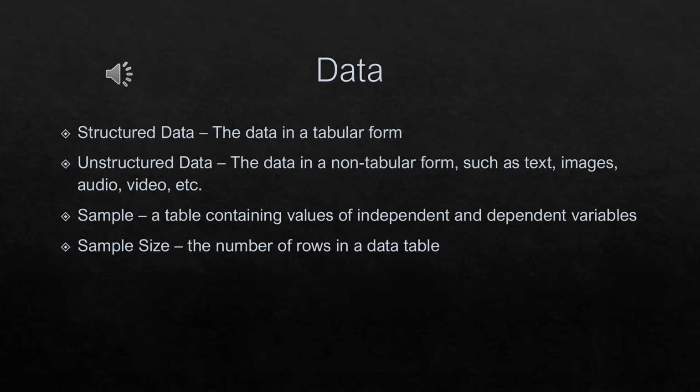Now, if you look at nowadays, the data is divided into two categories. One is structured data and another one is unstructured data. Structured data is always present in a tabular form, so we can use that. And unstructured data is basically available in a non-tabular form, such as text, images, audio, video, etc. But even then, to solve a data science problem or build the models, we first convert the unstructured data into structured data. That means in a tabular form.